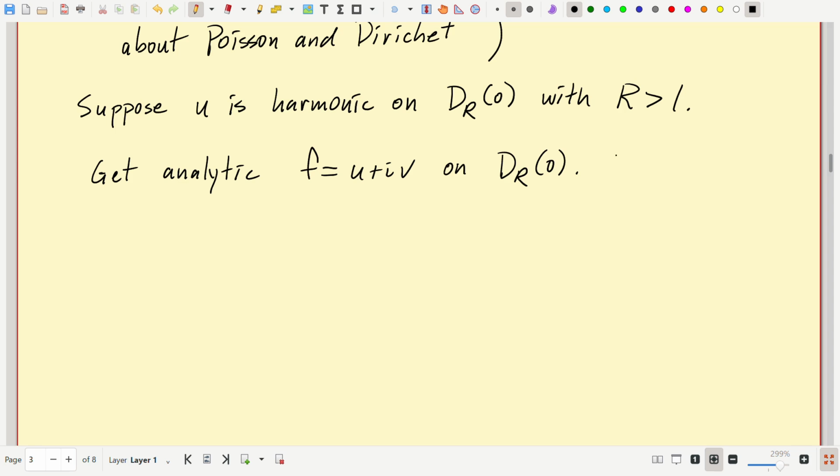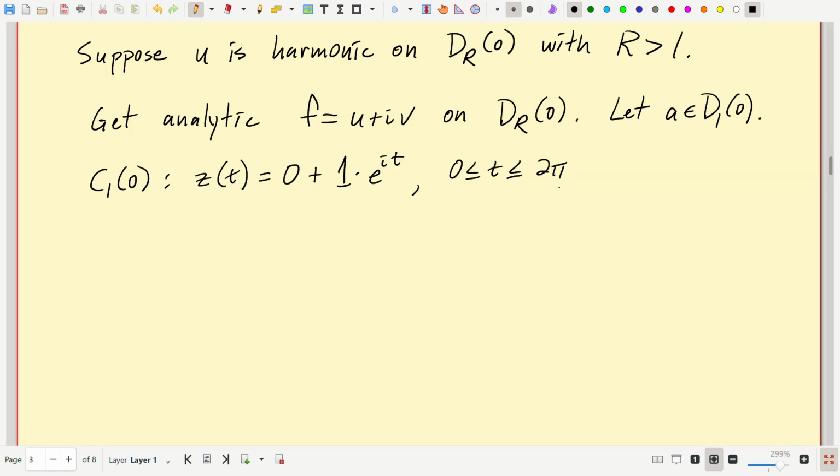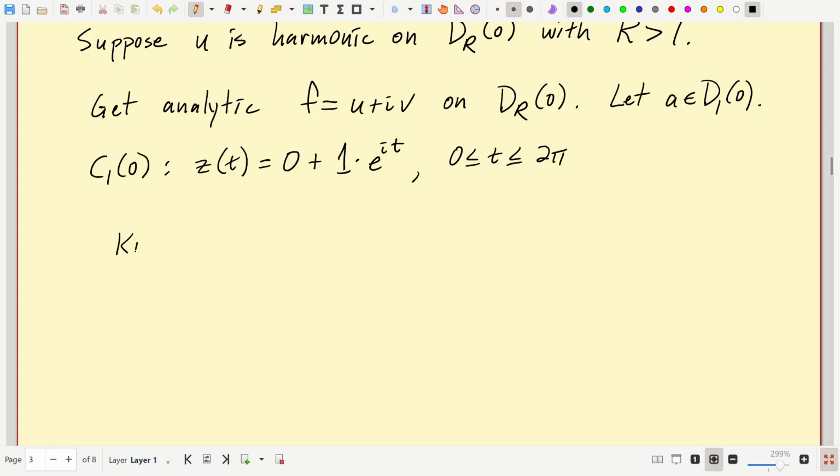And let's let a be a point inside the unit disk. And let's let C be the unit circle, parametrized by 0 plus 1 times e to the it, as t goes from 0 to 2 pi. Okay, we know the Cauchy integral formula. So naturally, when I got the averaging property for harmonic functions, all I did was take the real part of the Cauchy integral formula.